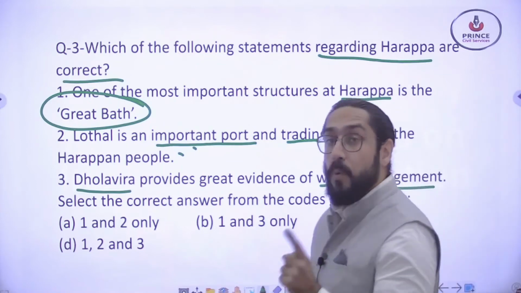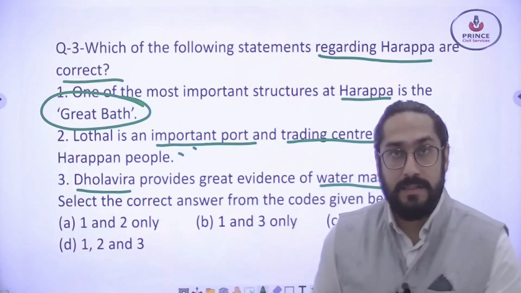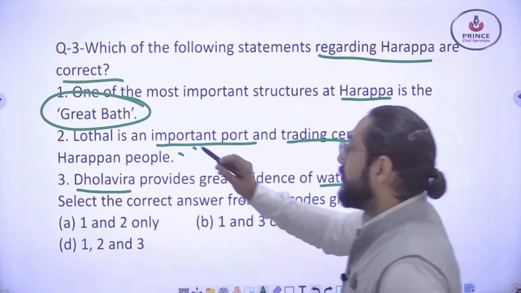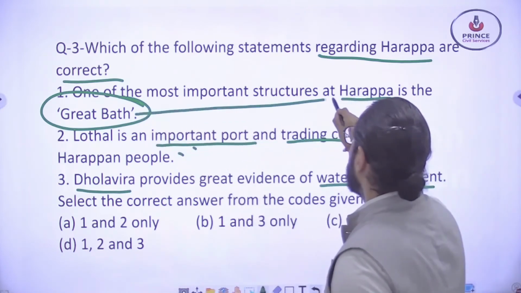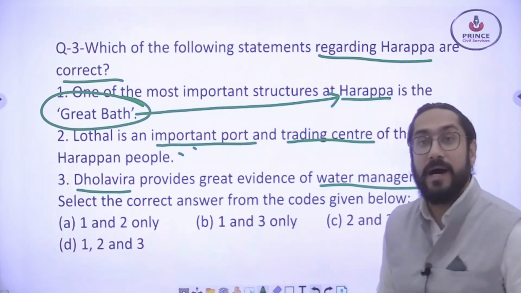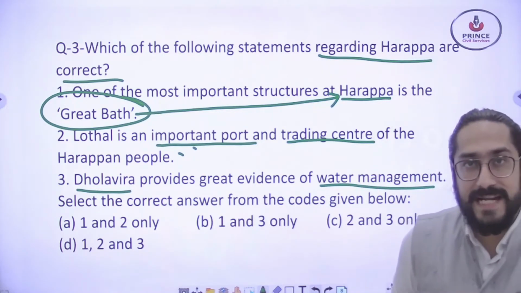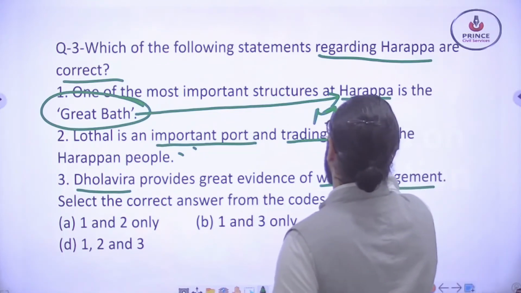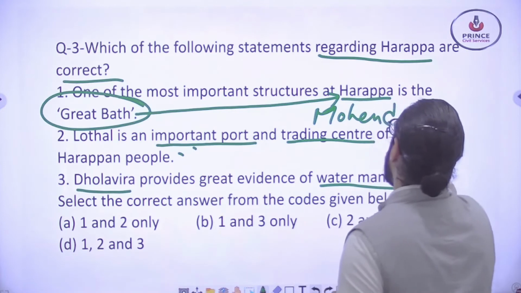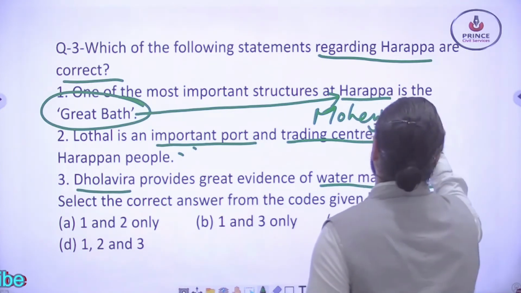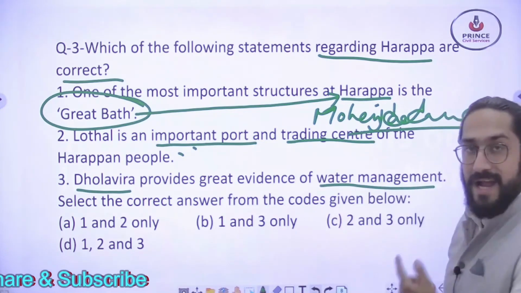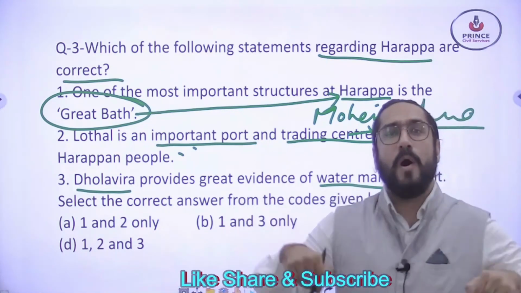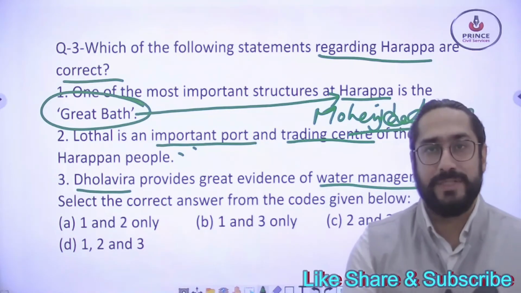Statement number 1 is wrong. Why is it wrong? Because in the statement it is mentioned that the Great Bath is located at Harappa. This is a wrong statement because the Great Bath is located or found at Mohenjo-daro. I will show you in the image what the Great Bath is. So it is a kind of big pond for some religious value, ablutions and so on.